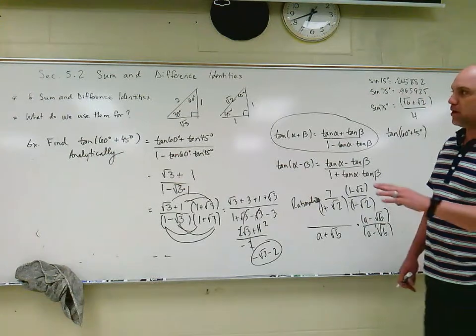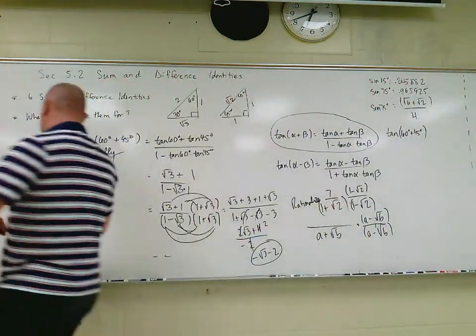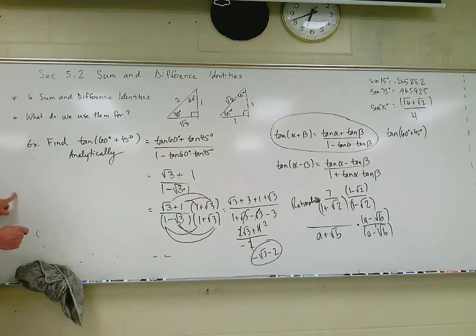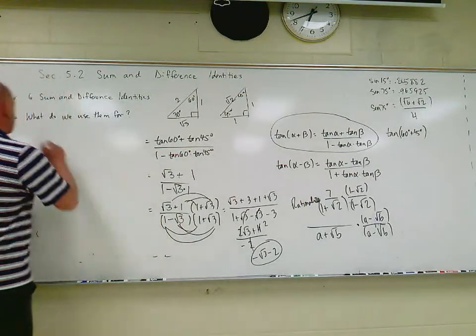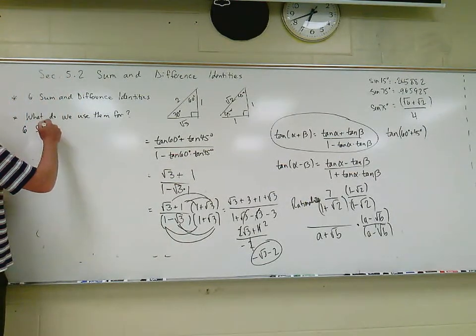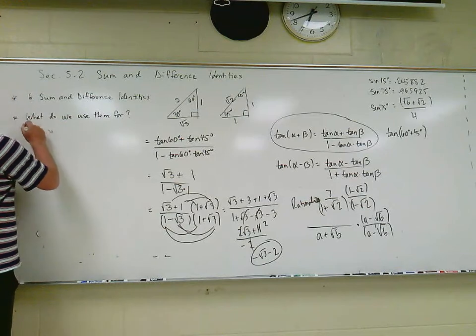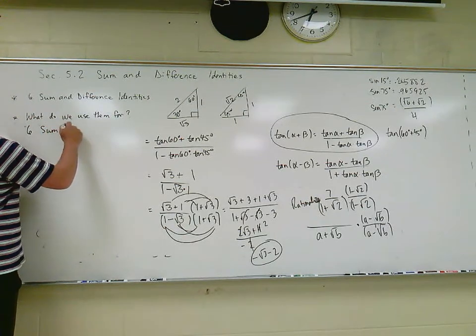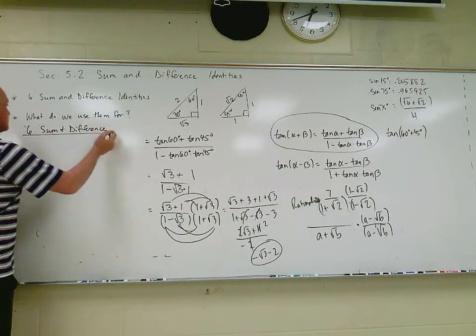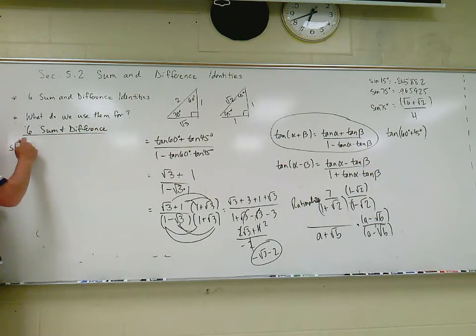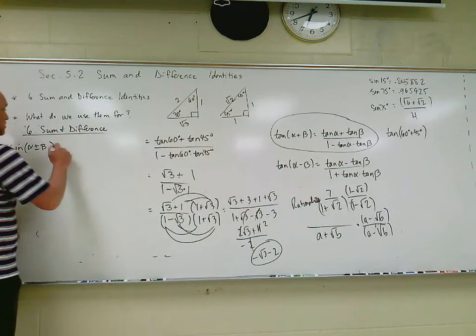All right, so here's how I'll put the identities. See if you like this. So let me erase this and start here. So here's the identities, 6 sum and difference identities. I do this: sine of alpha plus or minus beta. I go ahead and just put both, because it does this.